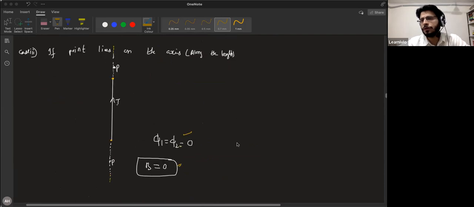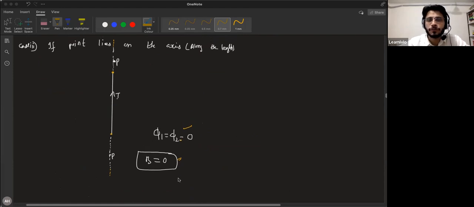So remember all these cases. If your wire is an infinite wire, then it's mu naught I by 2 pi a. If it is semi-infinite and the point lies at one of the ends, then it's mu naught I by 4 pi a. If the point lies anywhere on the axis of the wire along the length of the wire, then the magnetic field is 0.